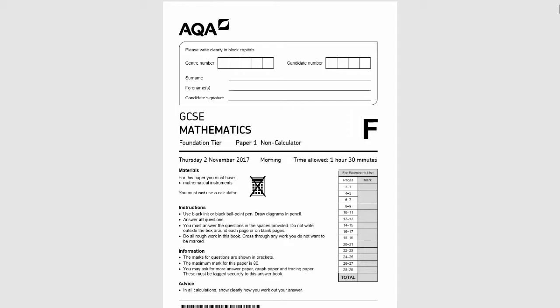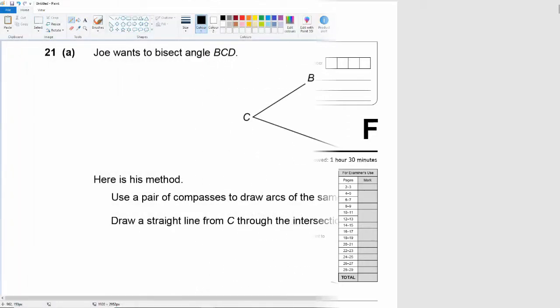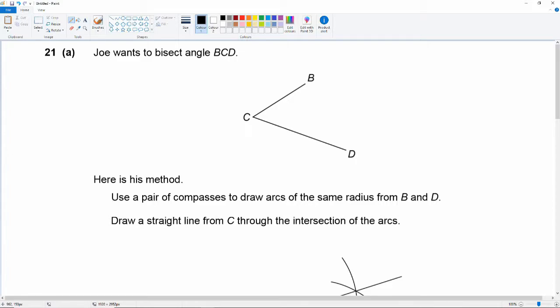In this video we're going to be looking at the AQA GCSE past paper. This is the November 2017 first paper in the foundation tier of the 8300 series. It's a non-calculator paper. And we pick it up in question 21.